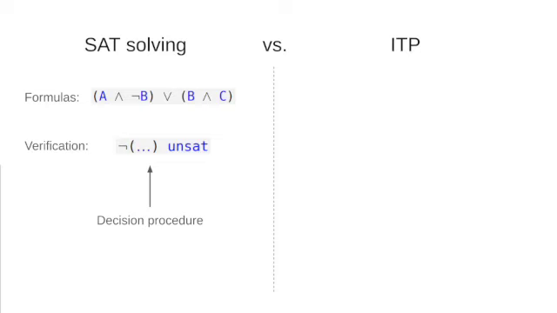And in contrast, in interactive theorem provers, we want to also prove that formulas hold, but we don't want to be limited to just Booleans, right? So we want to express basically everything that is expressible in mathematics. We need things like functions, quantifiers, and so on.